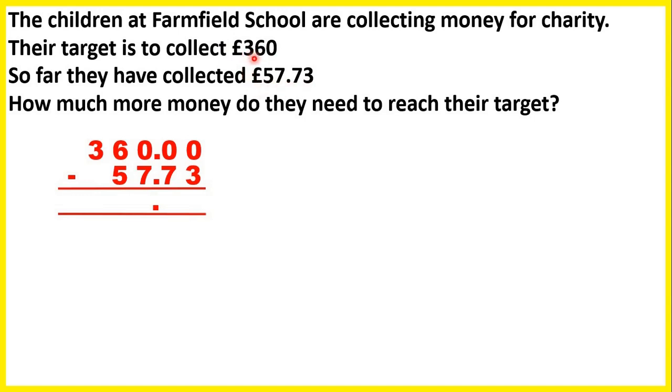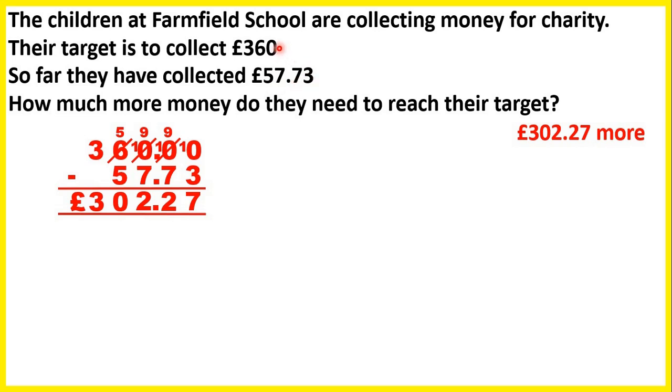£57.73 from £360, which can of course be written 360.00 to show that we have £360 but no extra pence. So then we can use column subtraction, and there's quite a lot of exchanging here, but that will give us our answer, £302.27.